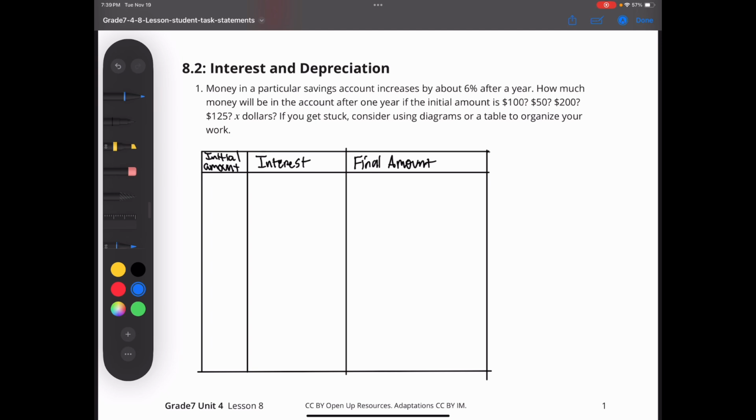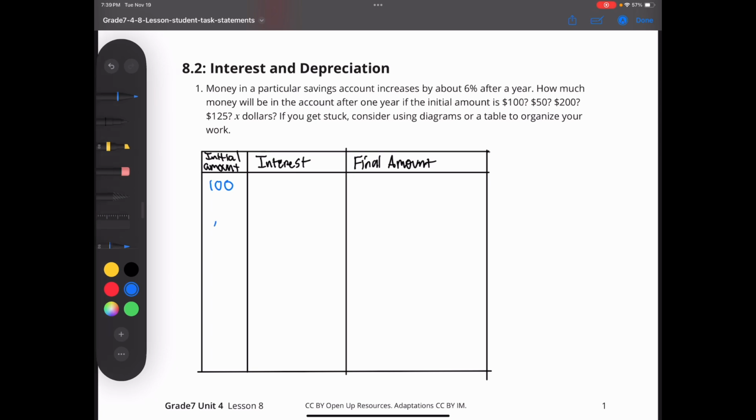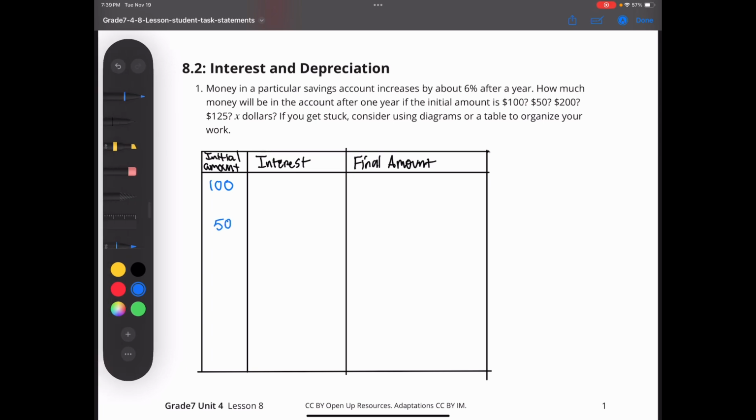So our initial amounts are $100, $50, $200, $125, and X dollars. X dollars means we don't know the amount, and we can use that X for any amount. The amount doesn't matter. When you use X, that's saying that it could be any amount.